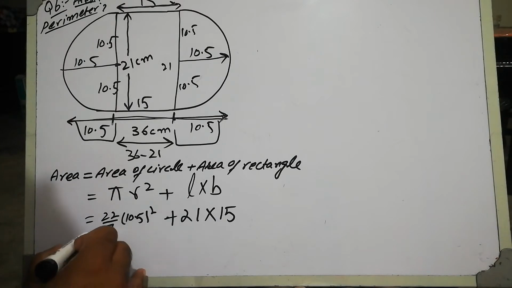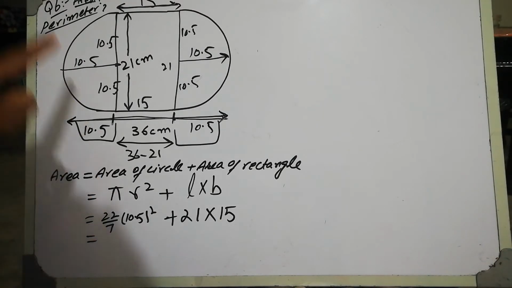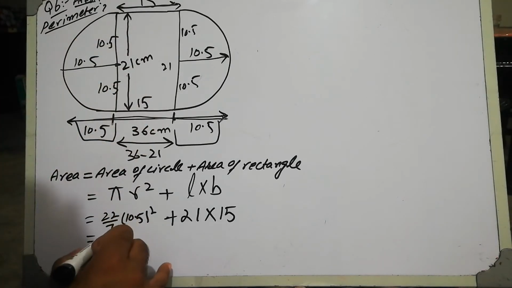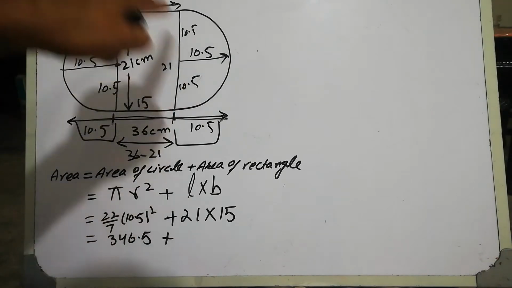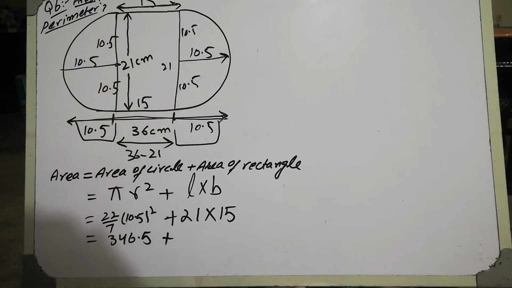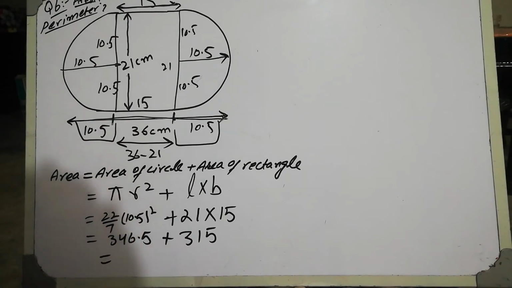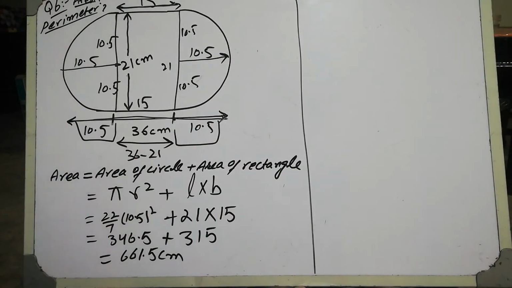So let's put the values. So what do we get? The area of the circle, this half circle and this half circle, becomes 346.5, and the area of this rectangle which is in between these circles becomes 21 multiplied by 15, that is 315. So the total area of the figure is 661.5 centimeter square. So in this way we can find the area.